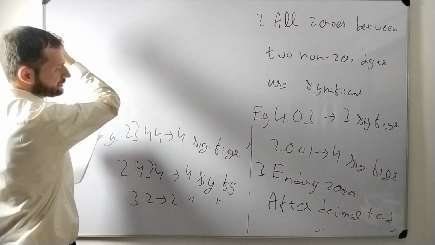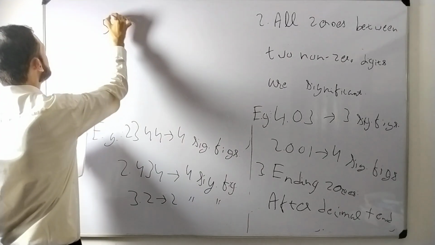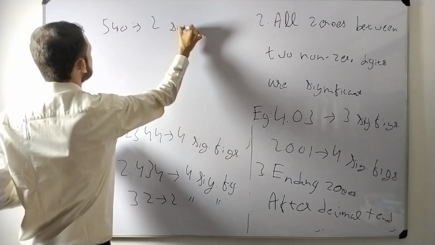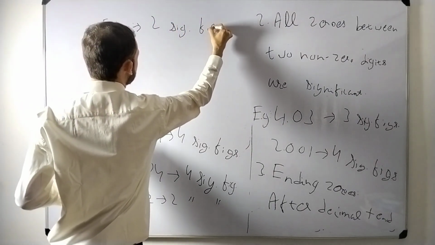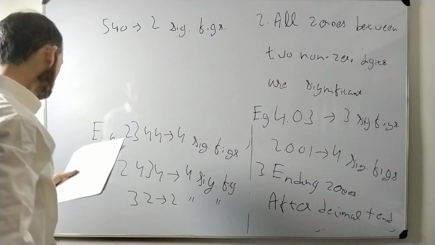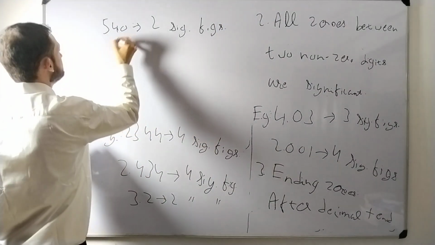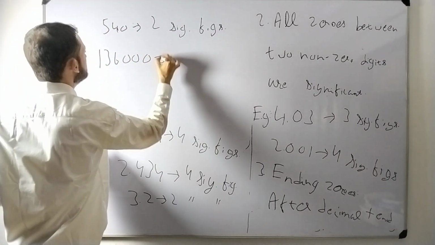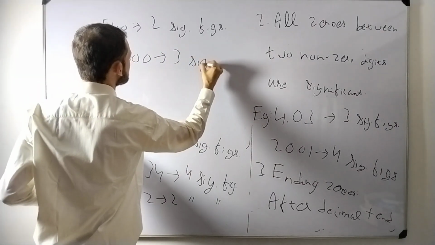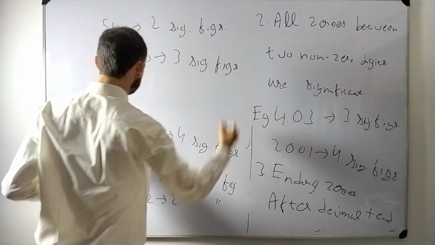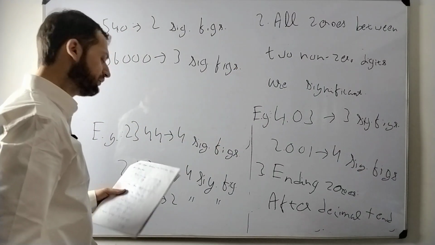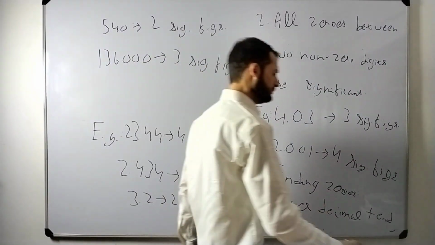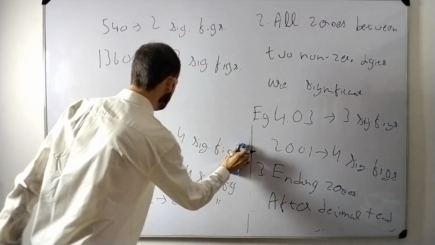The third part of the story, 540, ending zeros. How many significant figures? Beta 2. Students 2. What are they? 5 4, sir. So 540 has 2 significant figures. So what if, now suppose you write, let me erase this part for you.